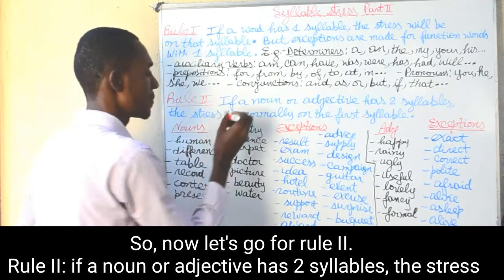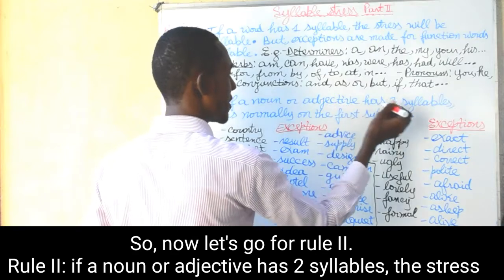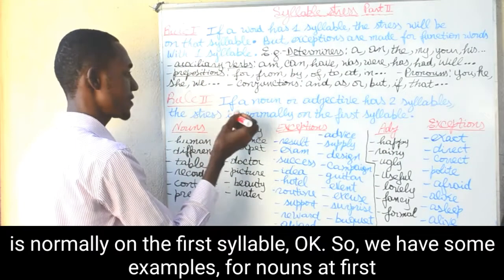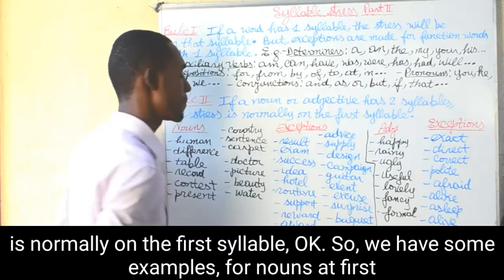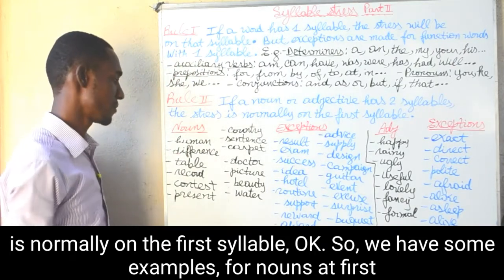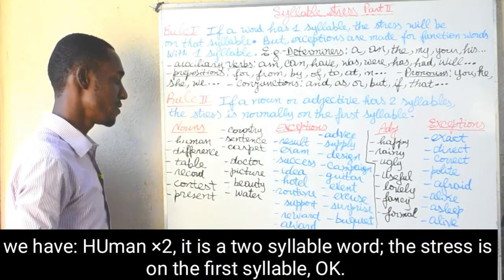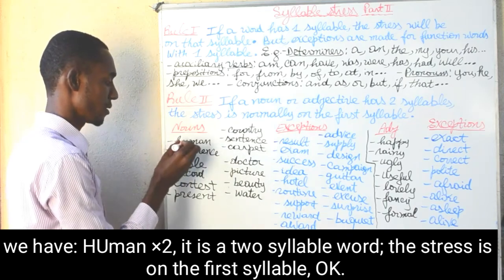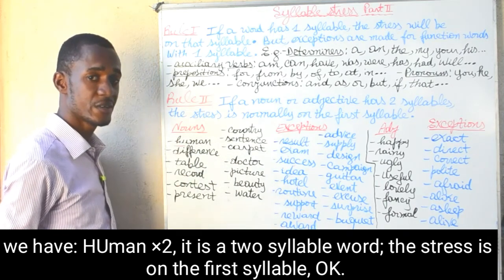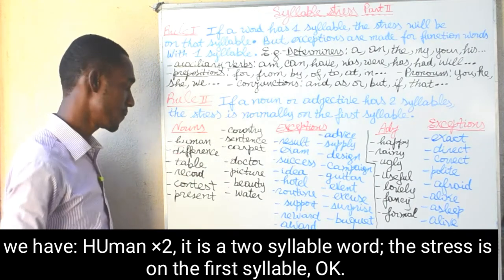Rule number 2. If a noun or adjective has two syllables, the stress is normally on the first syllable, okay? So we have some examples. For nouns, at first we have human. Okay, it is a two-syllable word. The stress is on the first syllable, okay?